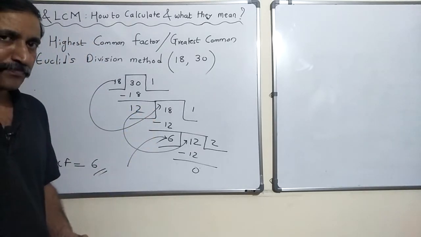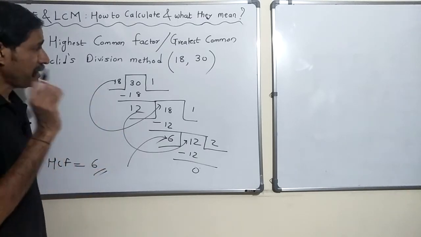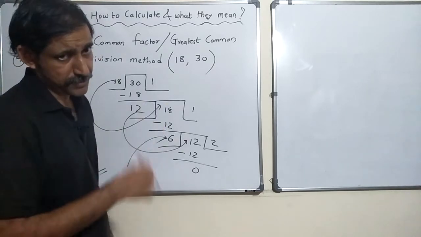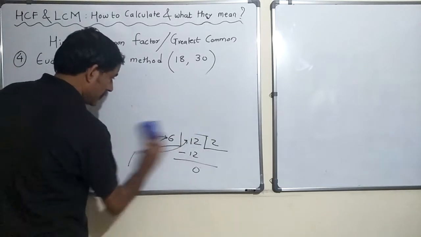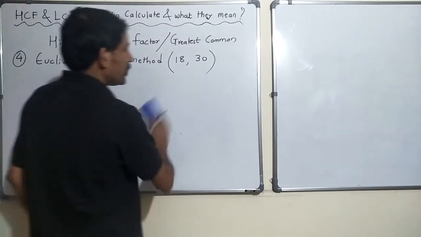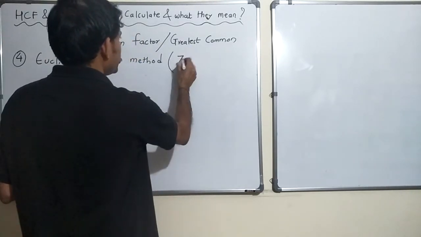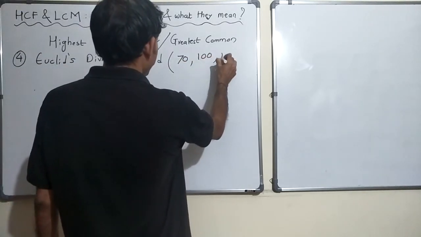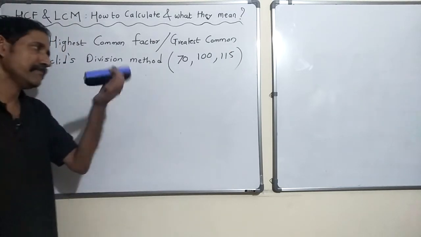Great. Now you may think, okay, for two numbers I understood. What would happen if there are three numbers? A very valid point, and we will explore that. Let's find out the HCF of 70, 100 and 115 using Euclid's division method.